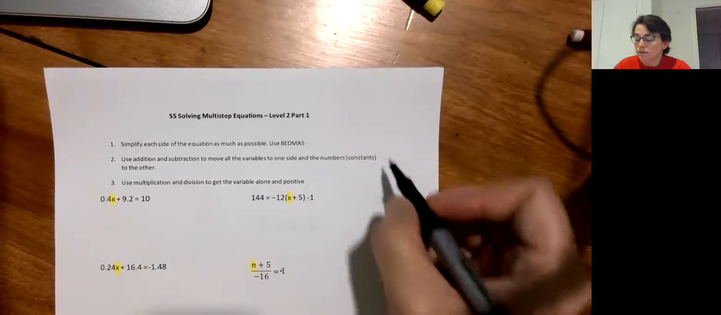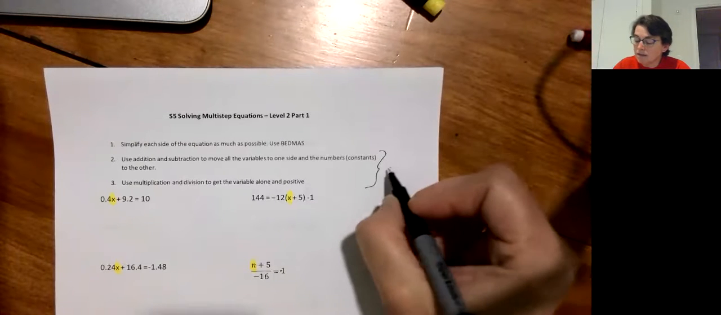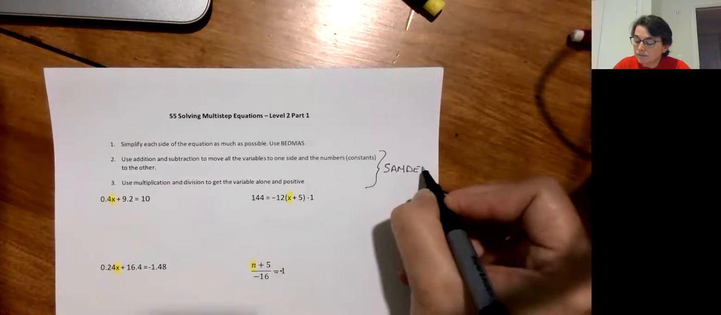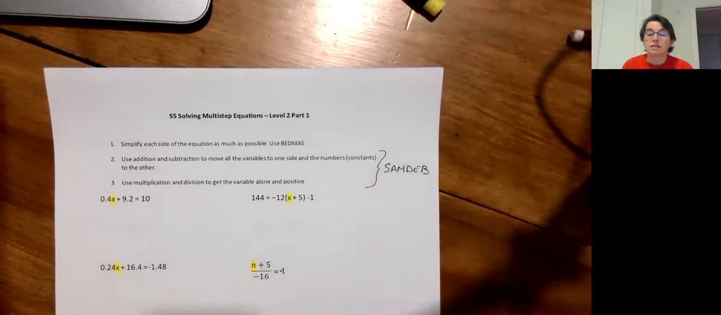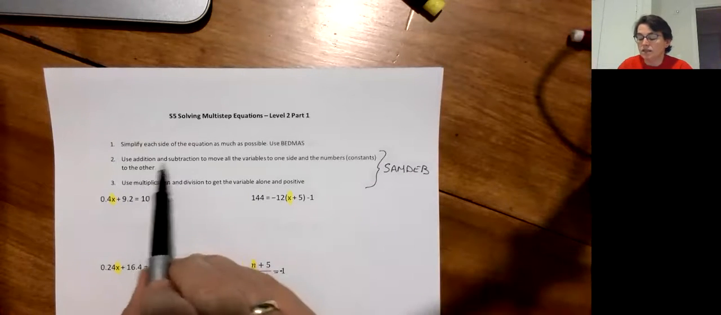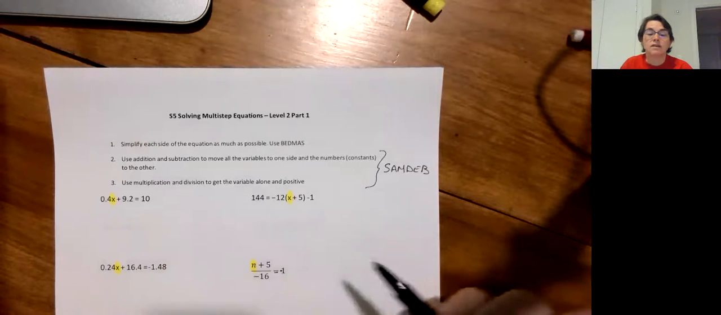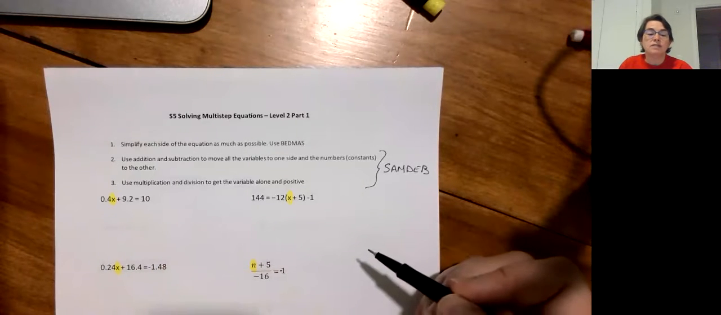Then you're going to use SAMDEB, the opposite of that. So use addition and subtraction to move your variables to one side and the numbers or constants to the other, and then use multiplication or division to get the variable alone and positive.